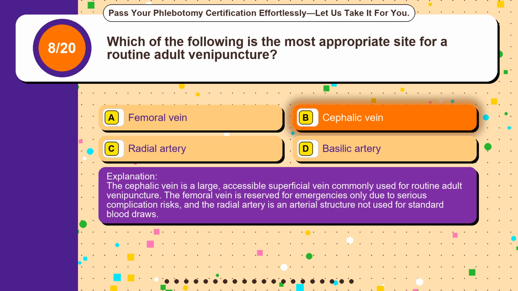The cephalic vein is a large, accessible superficial vein commonly used for routine adult venipuncture. The femoral vein is reserved for emergencies only due to serious complication risks, and the radial artery is an arterial structure not used for standard blood draws.